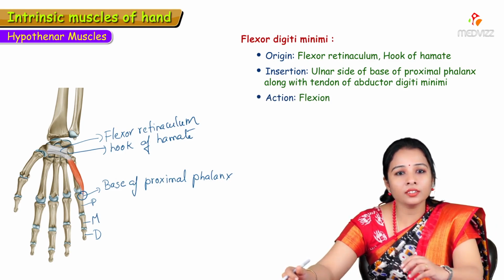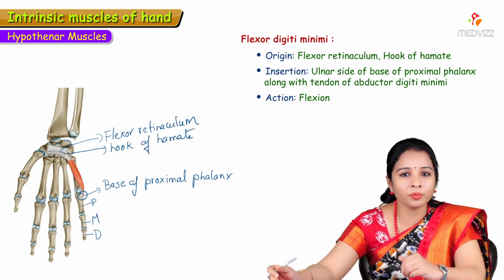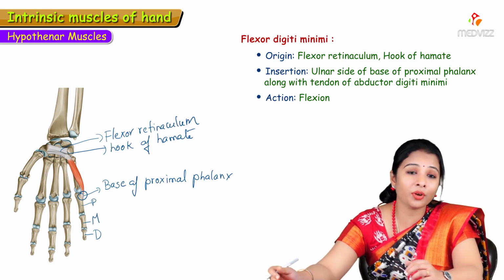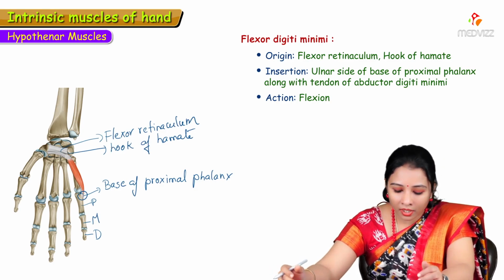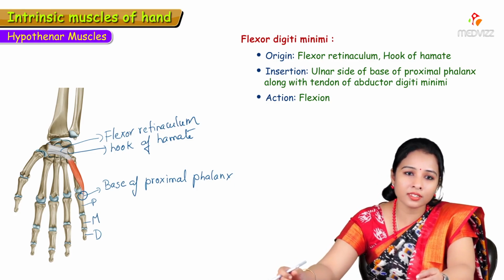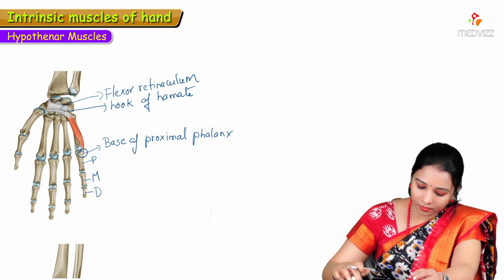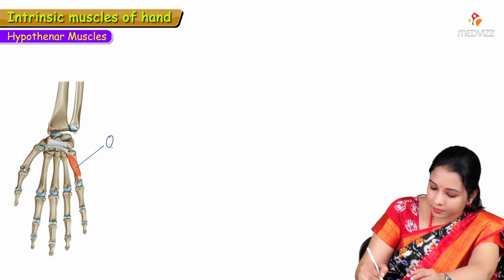It gets inserted to the medial side of the base of the proximal phalanx along with what muscle? Just before we learned, that is abductor digiti minimi. These two muscles, at the site of insertion, there may be a sesamoid bone. The next muscle is opponens digiti minimi.